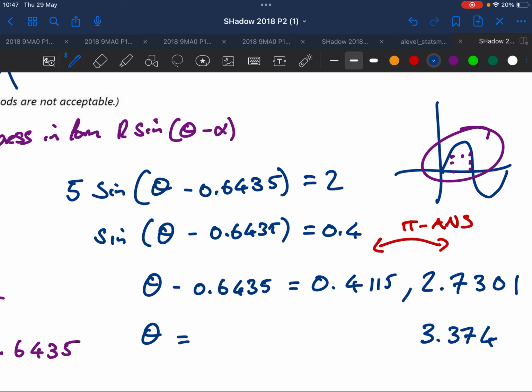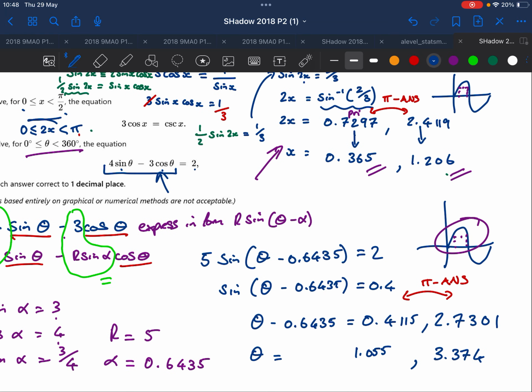So this final one here is going to be 3.374. And is there a quick way on my calculator of going back here? If I could do that, then I could do pi minus the answer, and then I could do my answer plus 0.6435. So I get 1.055.